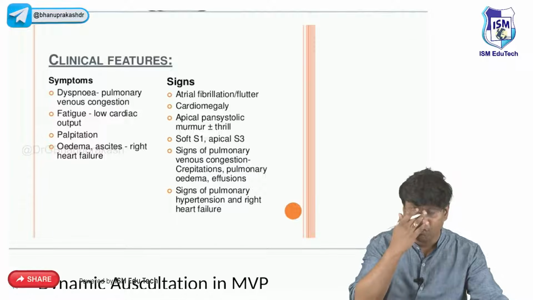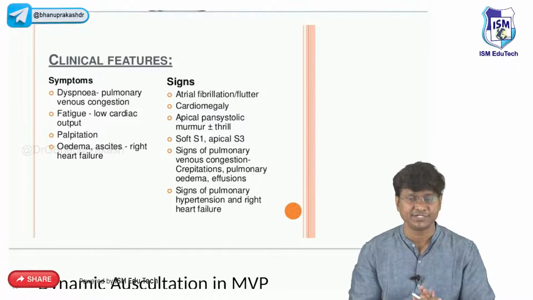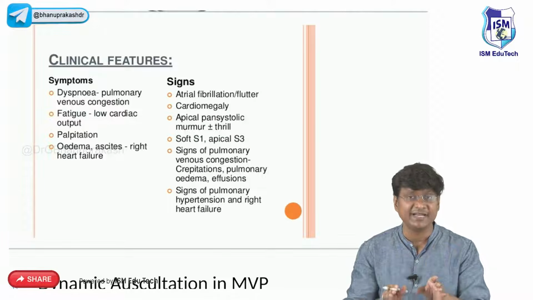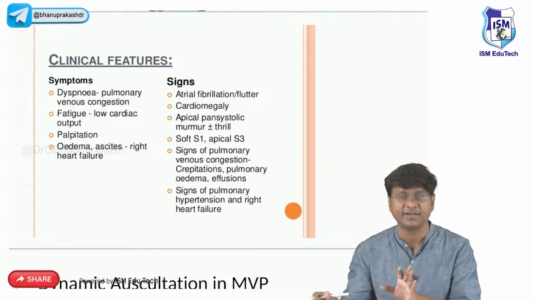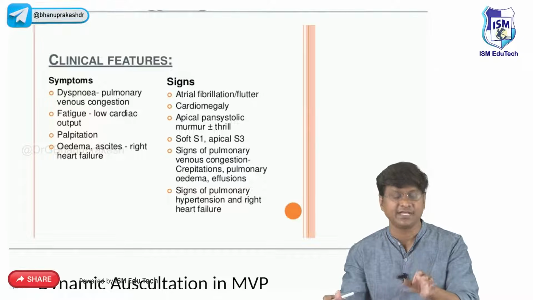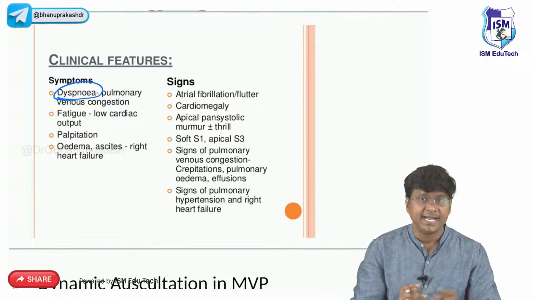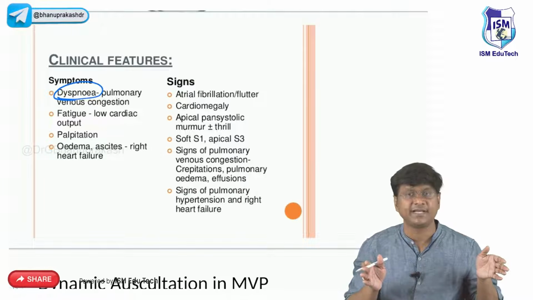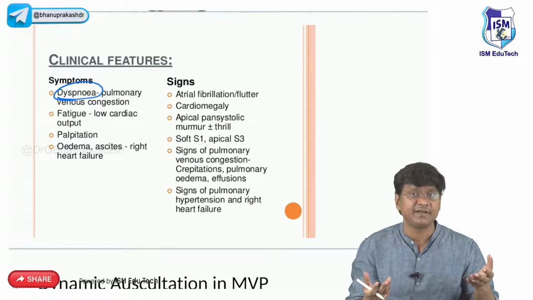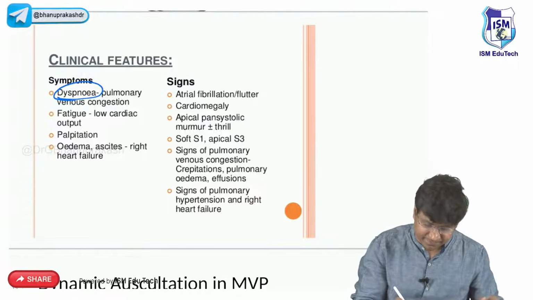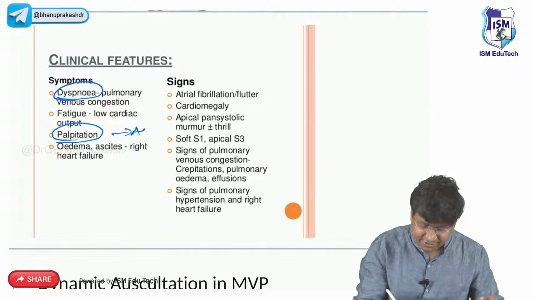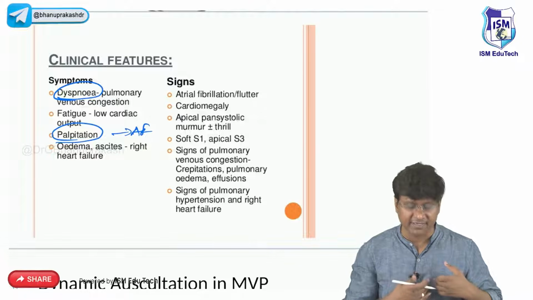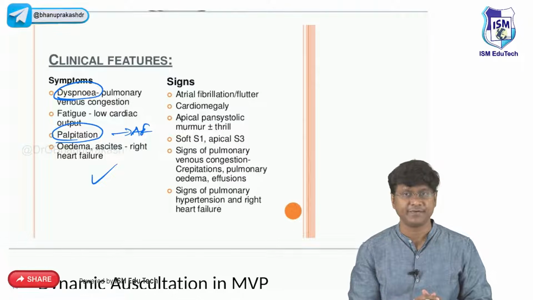Then you should know what are the clinical features of mitral regurgitation. These patients ultimately, at one point of time, will end up in left ventricular failure. Once they develop left ventricular failure, they will develop dyspnea. And in patients with mitral regurgitation, because of volume overload the left atrium gets enlarged, and that enlarged left atrium will be arrhythmogenic, where the individual will develop palpitation due to atrial fibrillation. And once there is left ventricular failure, ultimately the individual will develop right ventricular failure. So you will also have the features of right ventricular failure.